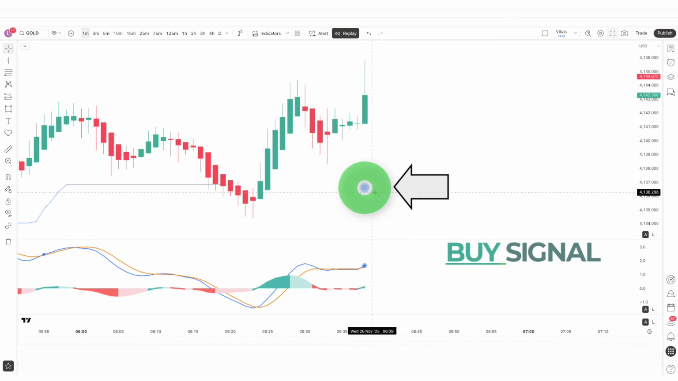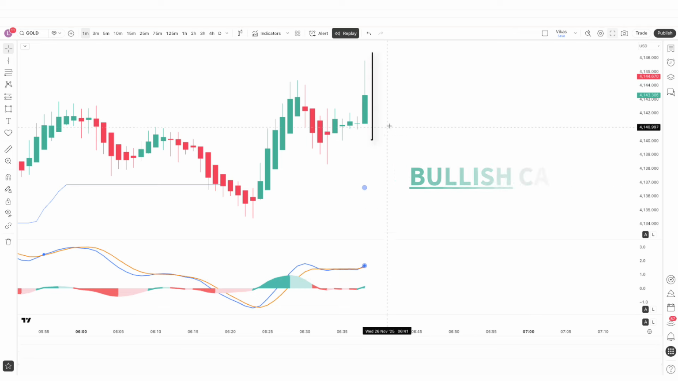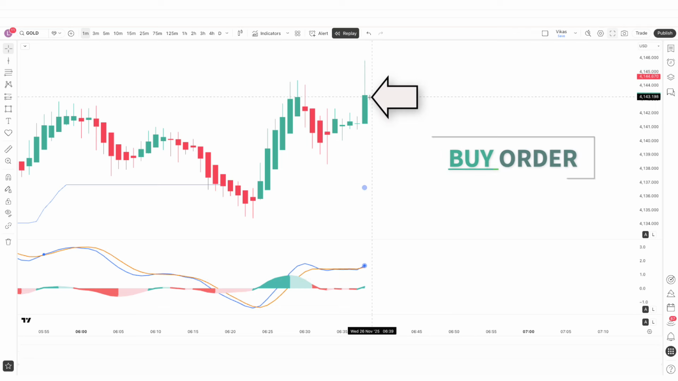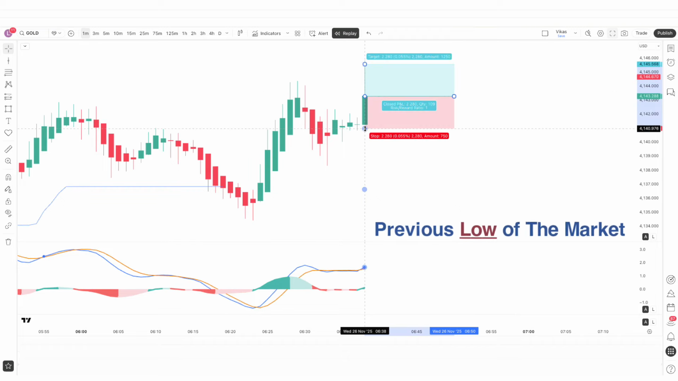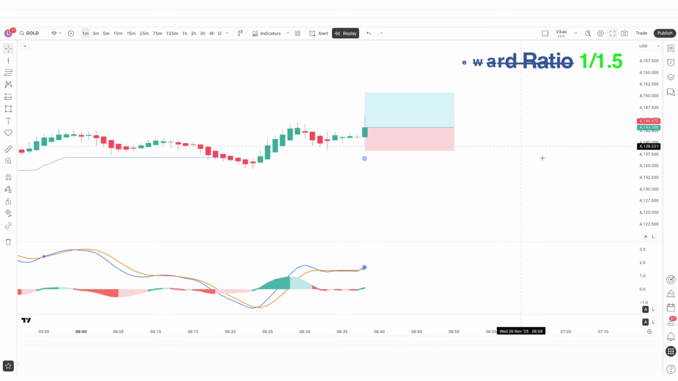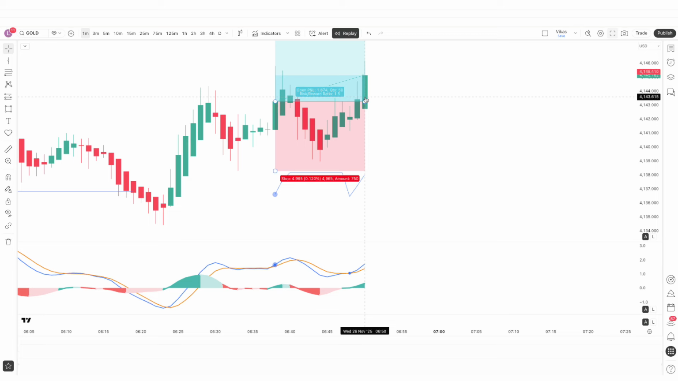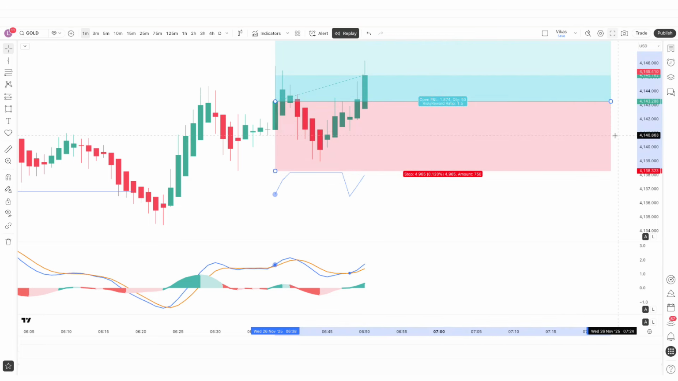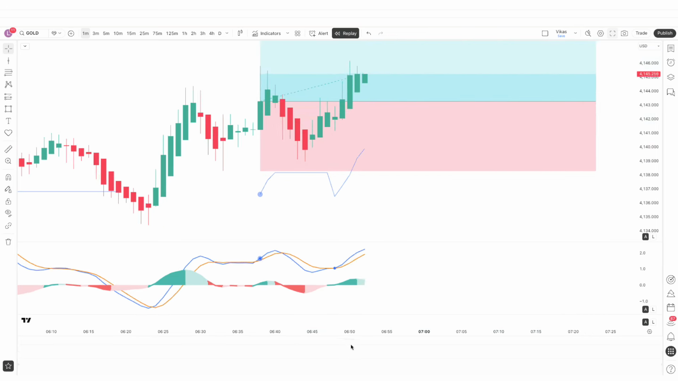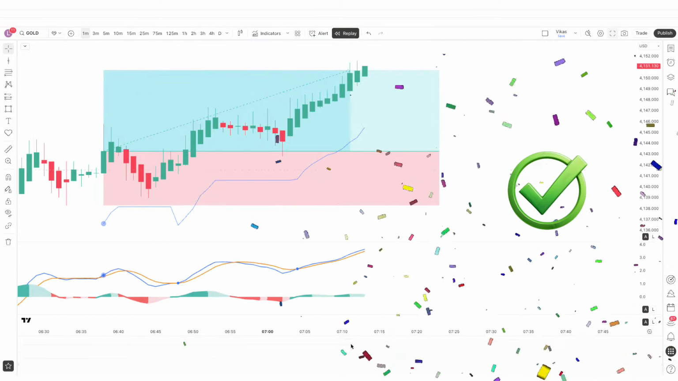When the Holt-Winters Smoothing circle of this indicator is blue, it is a buy signal. When the MACD Holt-Winters shows the green area, and when the market forms a bullish candle, if this condition is fulfilled, then we will place a buy order. Our stop loss is to be placed at the previous low of the market, and the risk to reward ratio will be 1:1.5. The market has completely hit the target.